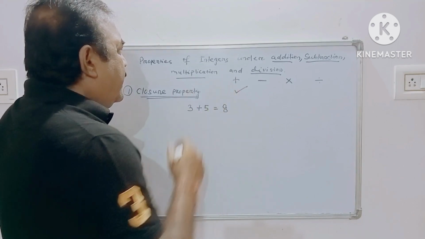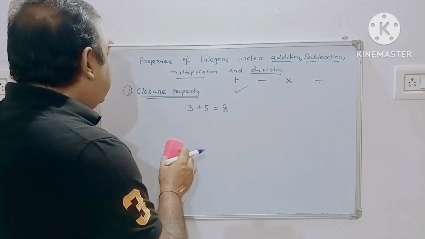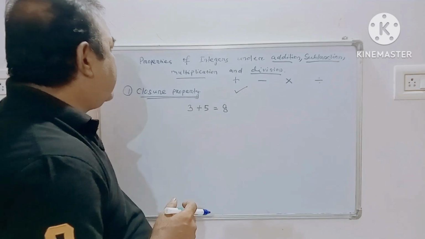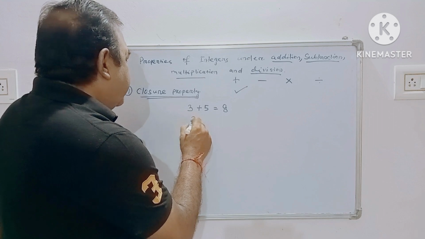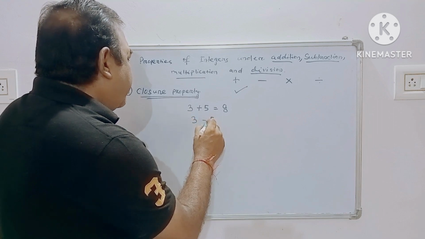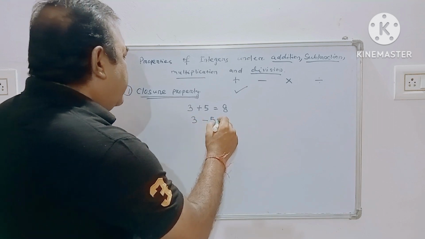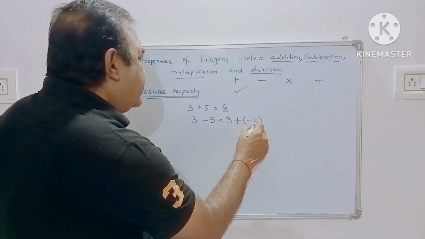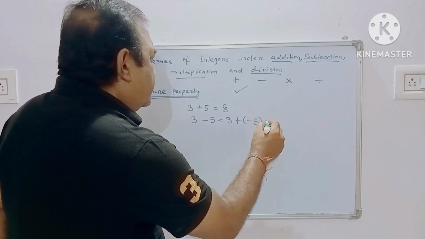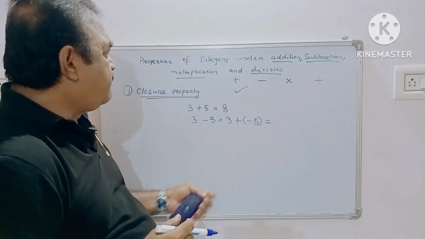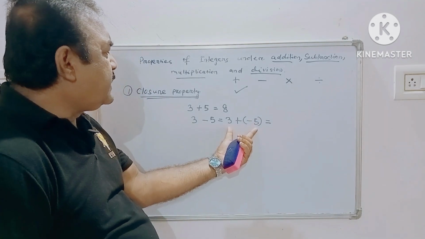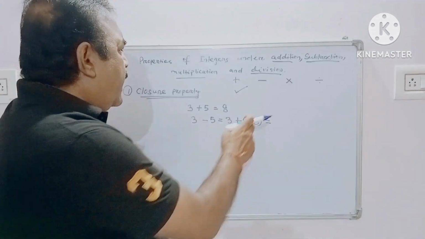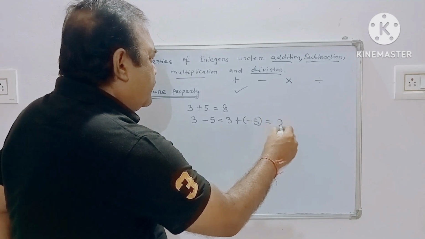I give a tick mark here. Then for subtraction, suppose 3 minus 5. That means 3 plus of minus 5, I may write like this. So what is the result you see? Two integers of opposite signs are added. What will we do here? We will take the numerical difference. So 5 minus 3, that is 2.